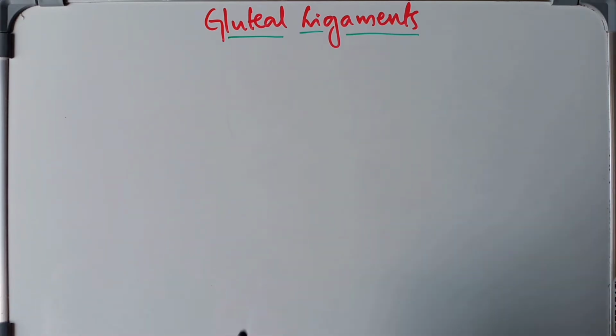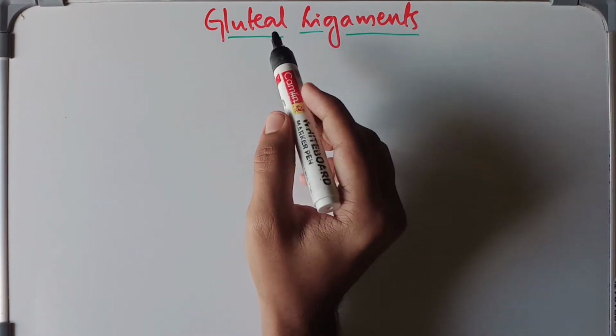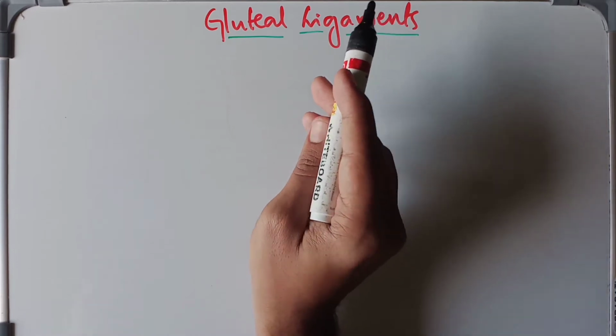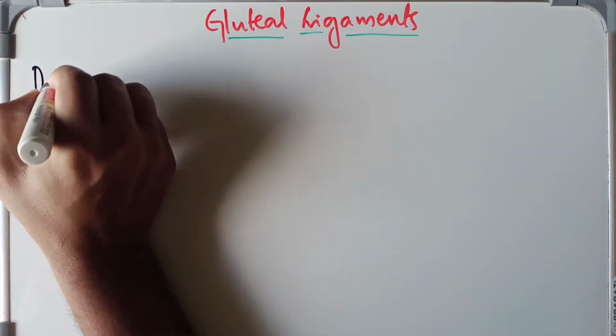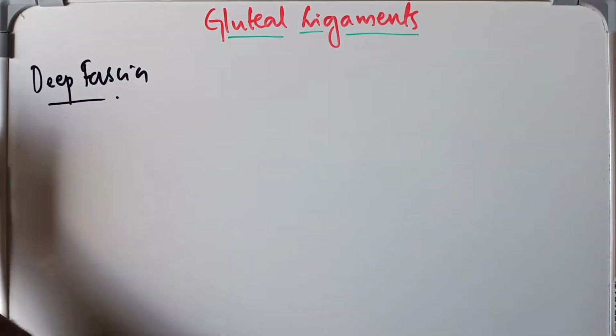So today in this video we are going to discuss the deep fascia of the gluteal region, as well as the gluteal ligaments, which are the sacrotuberous ligament as well as the sacrospinous ligament. So, beginning with the deep fascia of the gluteal region. So what about the deep fascia of the gluteal region?